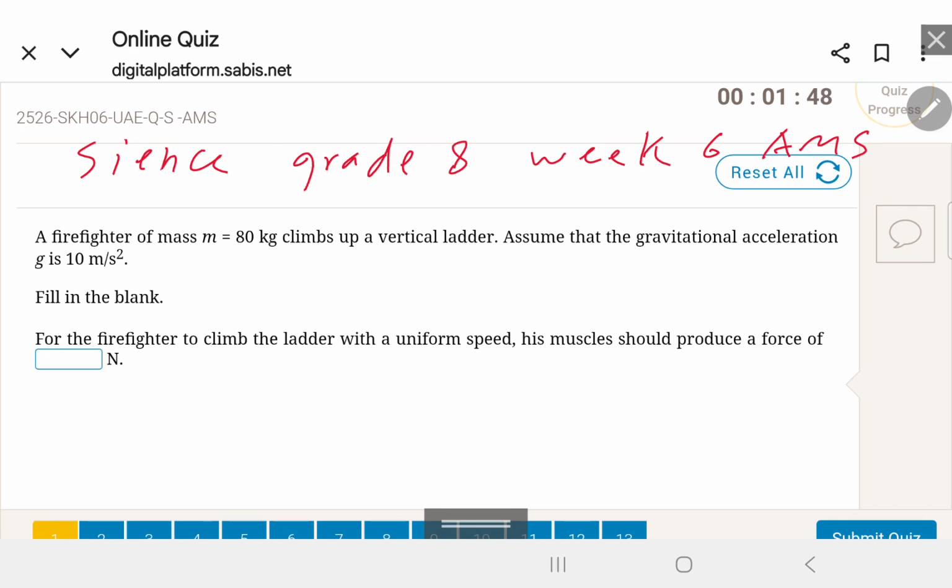A firefighter of mass m equal 80 kilograms climbs up a vertical ladder. Assume the gravitational acceleration g is 10 meters per second squared. Fill in the blank. For the firefighter to climb a ladder with uniform speed, his muscle should produce a force of how many newtons? That's the question. We know that W is equal to mg. So W is the weight of the firefighter. We multiply his mass, which is 80, times 10, which is gravitational acceleration. We get 800 newtons. So that is question number 1.